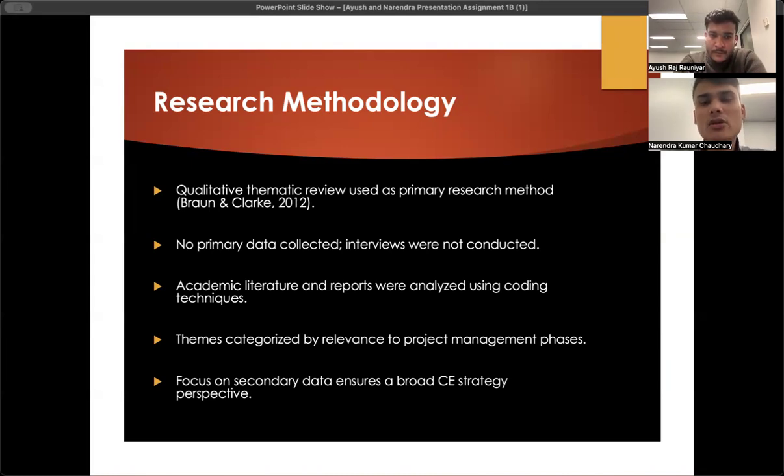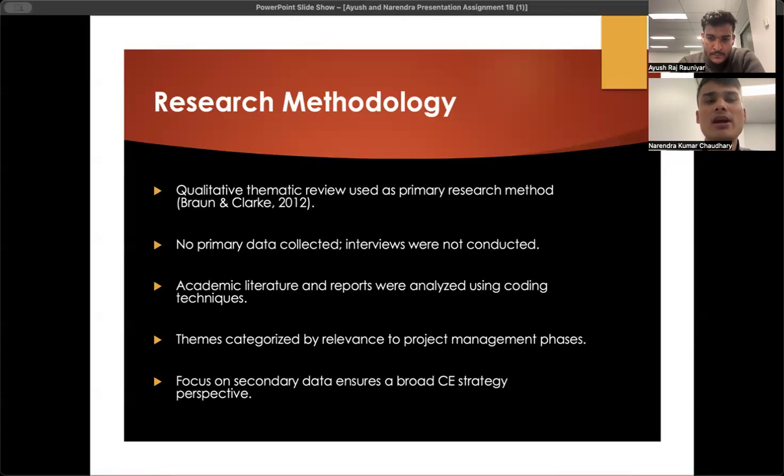No interviews or primary data are collected, because we are going with secondary data, given our tight schedules. So this approach instead offers a broad, evidence-based assessment of CE strategies within construction project management.